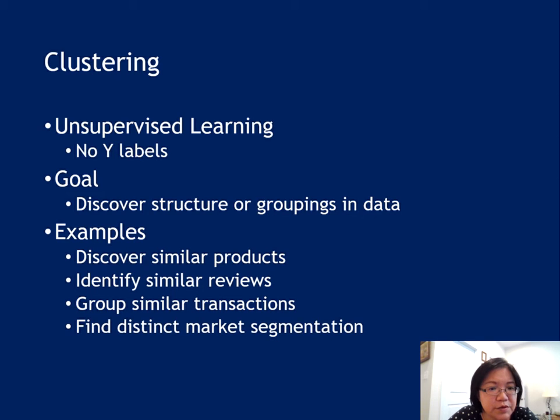As an unsupervised learning method, clustering requires no Y labels. The goal is to discover structure or groupings in data. So some practical applications include discovering similar products. Say if you are Amazon, you might want to do that. If you're Netflix, you might want to identify similar reviews of the movies. If you're an accountant, you might want to group similar transactions without having to manually categorize each transaction. Maybe we can ask the computer to just identify similarities and file them automatically. You can also, as a marketer, find distinct market segmentation using clustering. So lots and lots of very useful applications in business.